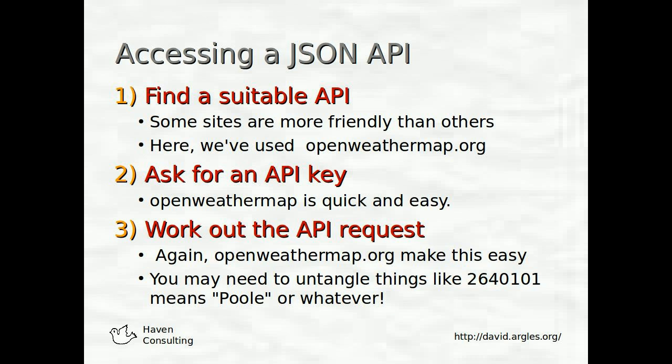So, for example, I'm going to be using Poole as an area that I want to focus on. And if I do that, it might be helpful to know that 2640101 means Poole within our API request. For that sort of rather obtuse information, you should find on a good API site that they will make that clear for you.